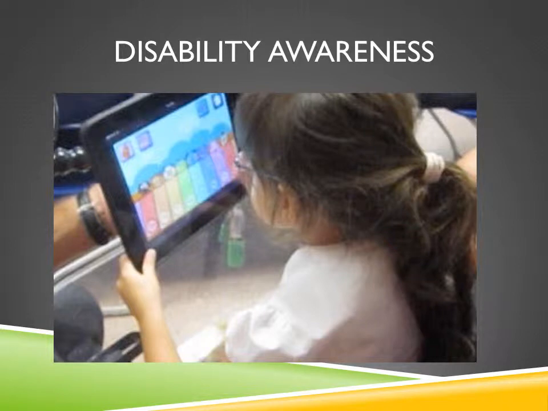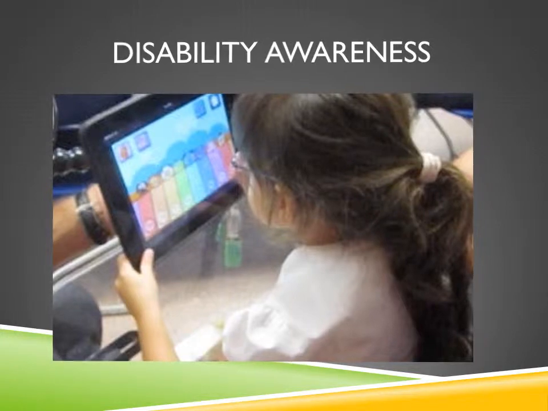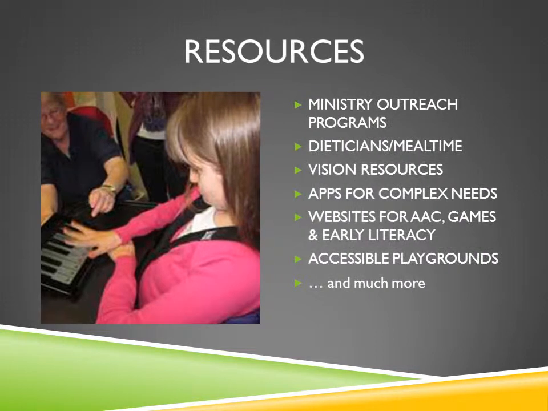The Disability Awareness section has links for various disabilities, syndromes, health impairments, and some other related resources. The Resource section has a variety of resources listed along with website links. BC Ministry of Education outreach programs are listed here along with their mandates and contact information. There are some lists of apps for students with complex needs listed here as well.